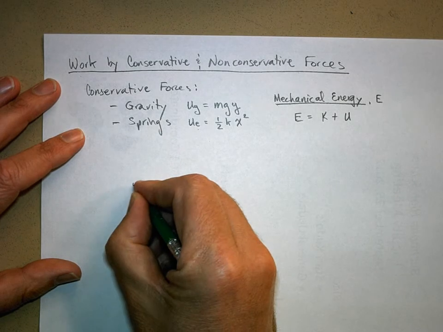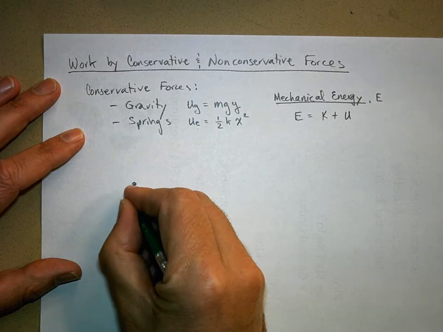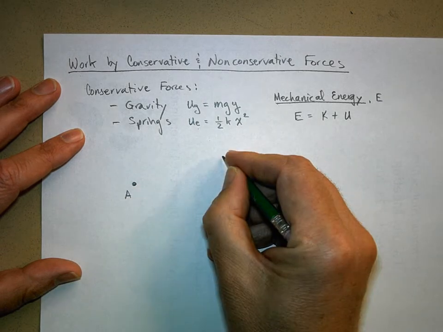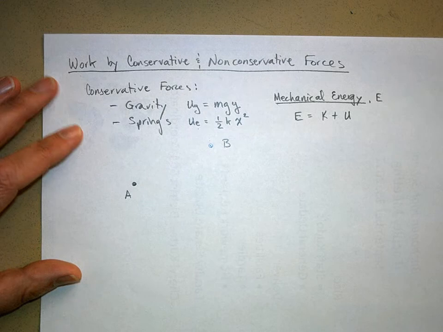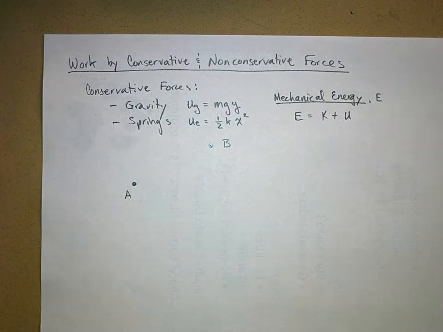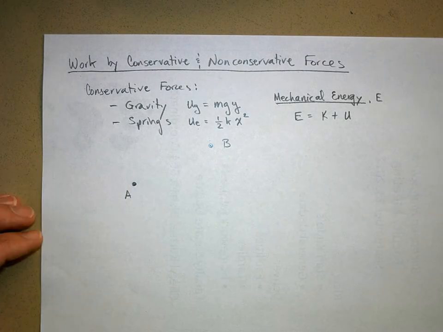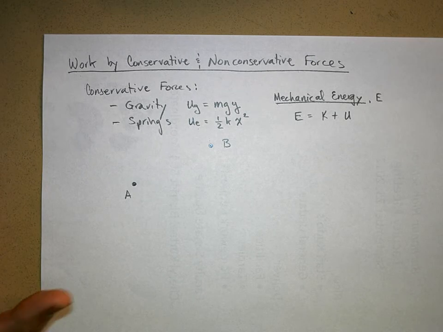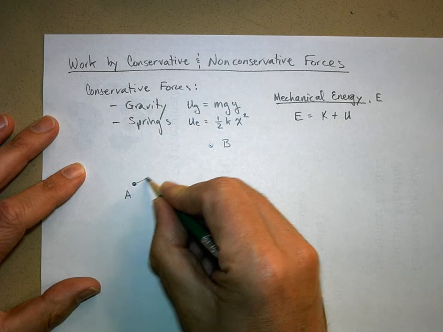Well, let's say an object is located right here in space. We'll call this point A, and here's point B up here. A conservative force, when a conservative force does work when you're moving from A to B, it doesn't matter what path you take. I can take this path, I can go straight from A to B.